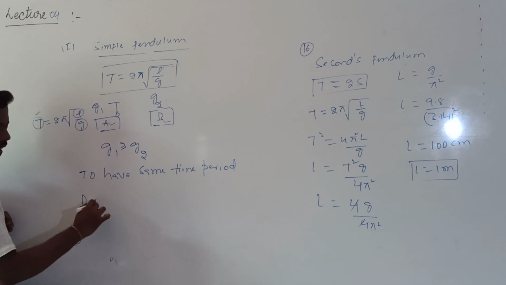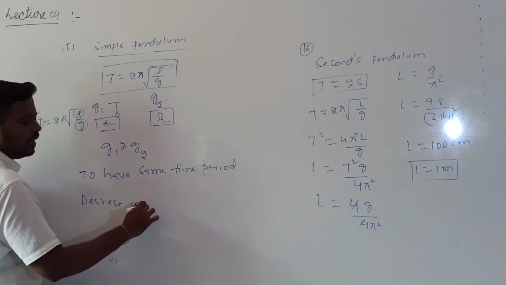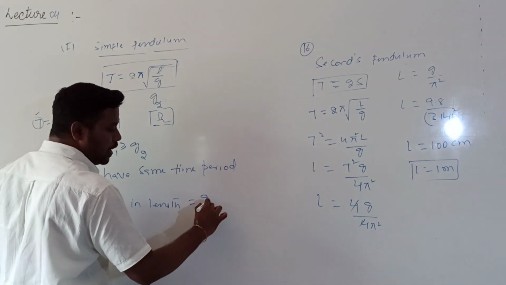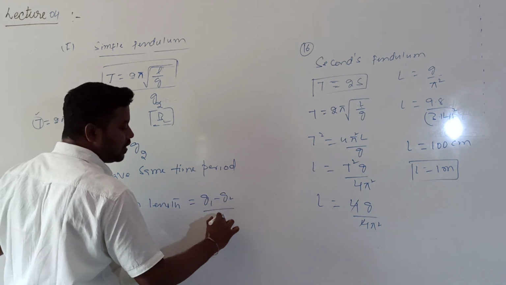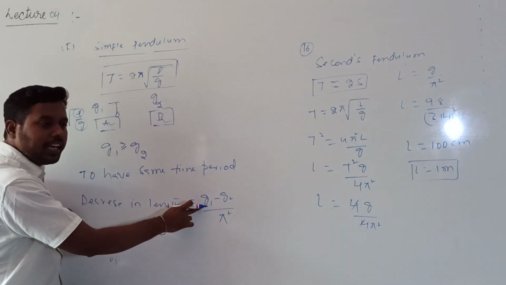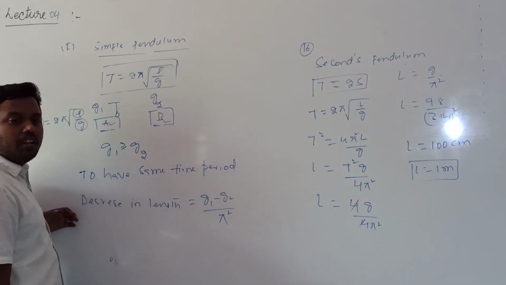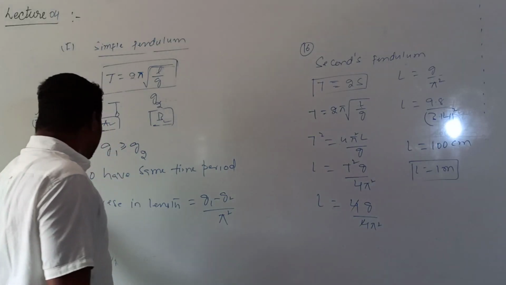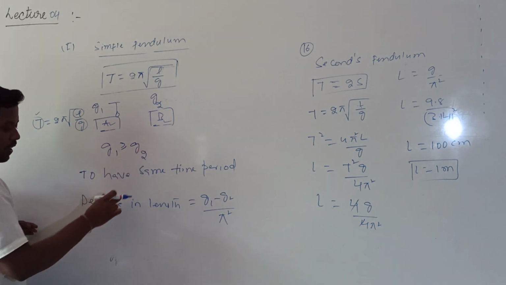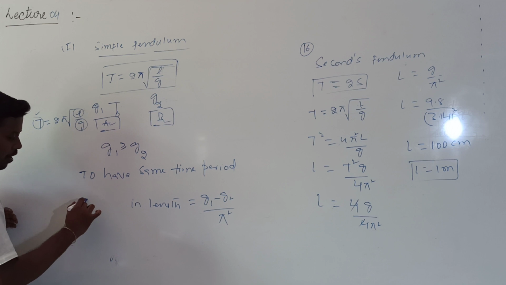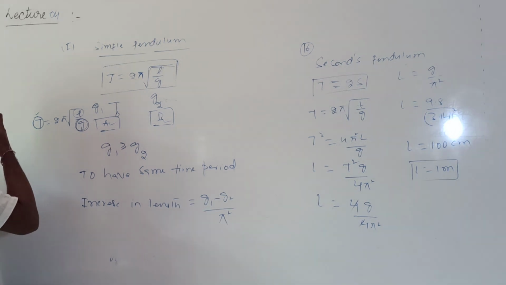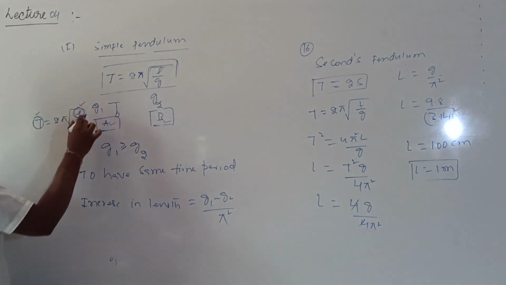So what is the decrease in the length given by? To maintain the same time period, the decrease in the length is given by the formula g1 minus g2 by pi squared. Delta g is the change in acceleration due to gravity when you go from A to B: g1 minus g2 by pi squared. If acceleration due to gravity decreases, then length has to change to keep the time period the same, because when g decreases, T increases.